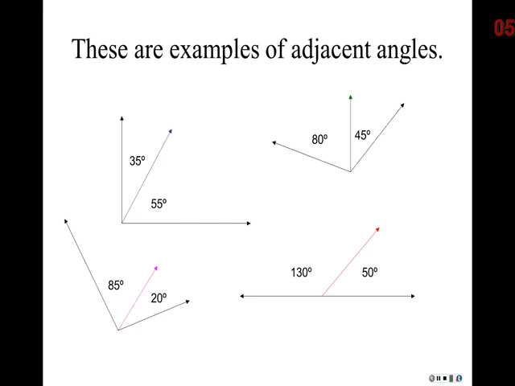Here are some examples of adjacent angles. Side by side, got a line in between. Side by side, got a line in between. Y'all get it? Adjacent angles are side by side with a line in between.